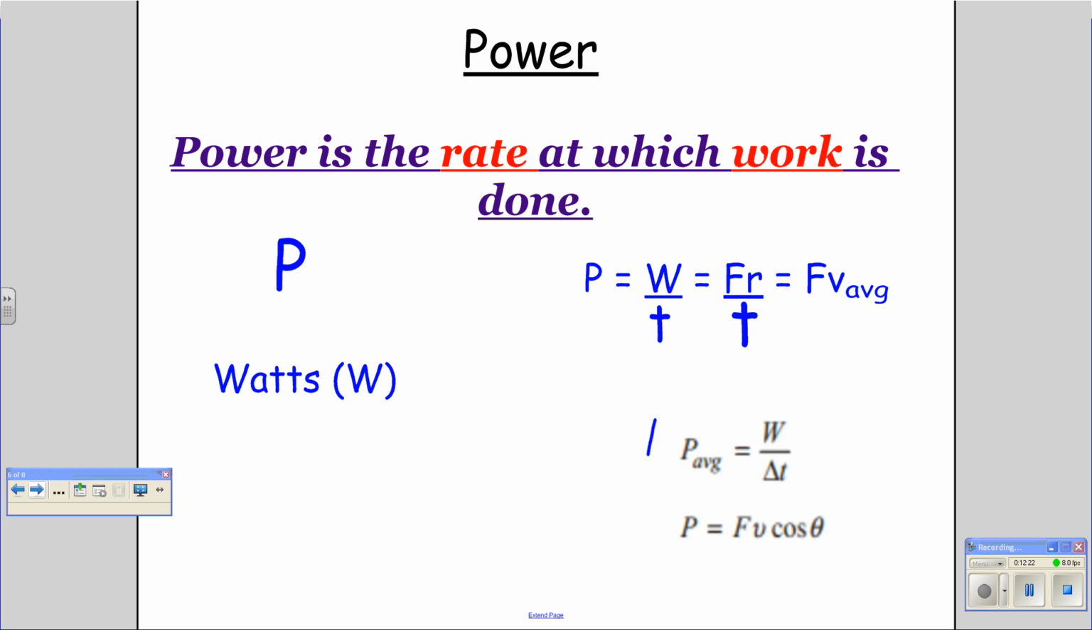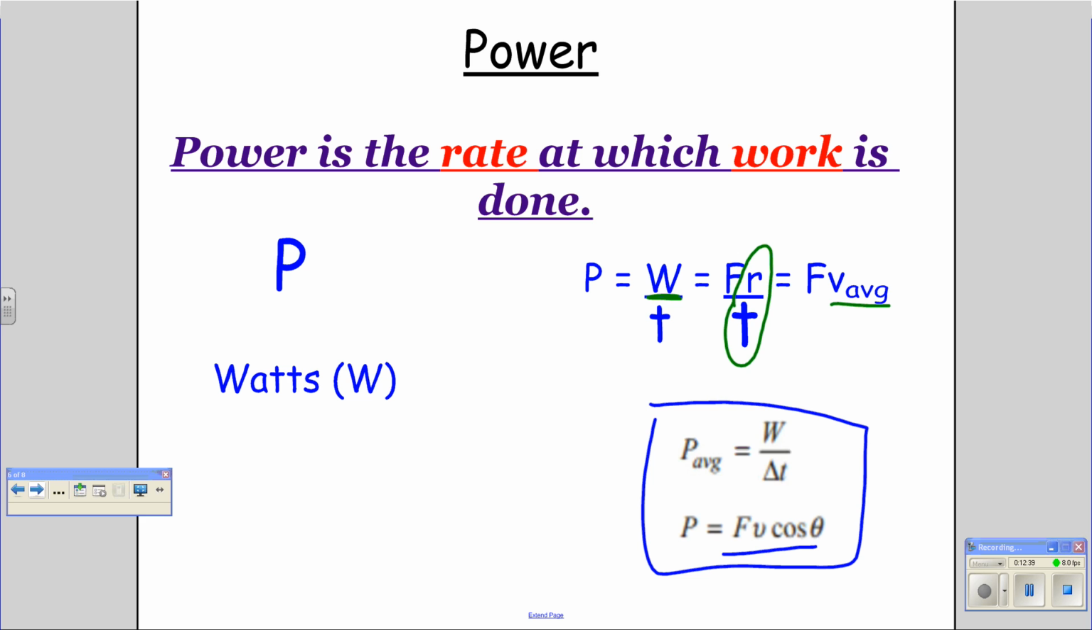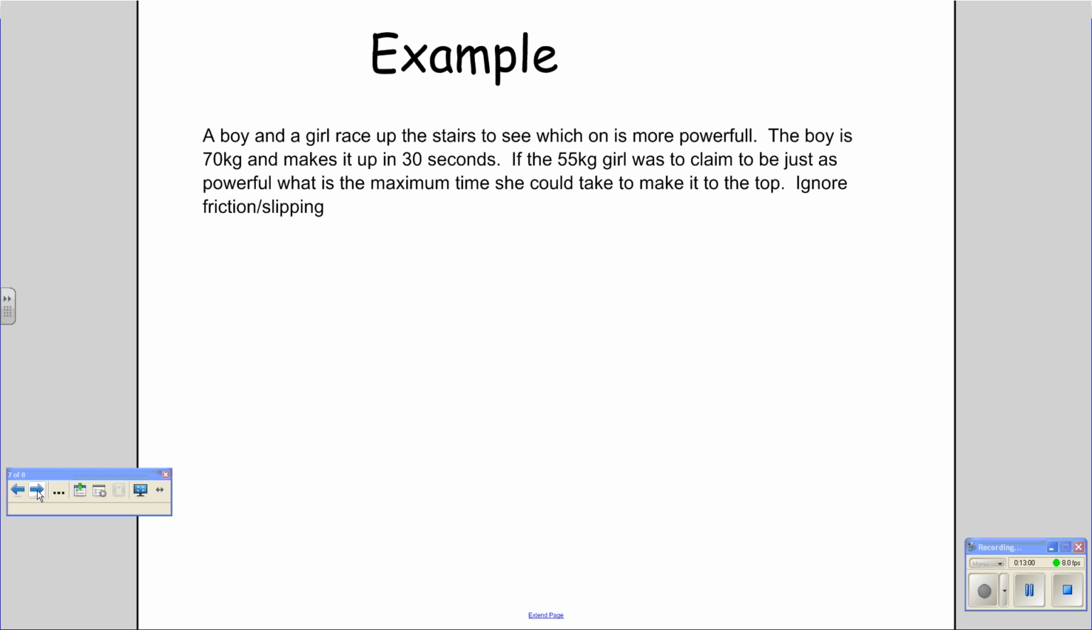Now, your reference table has these two equations. This F V cosine theta comes from up here. If you have work over time, distance divided by time is velocity. And I just missed the cosine theta. You can include that up there. Okay? So if you have your velocity, you can also find your power. So power is the rate at which work is done. So how fast do you get this stuff done?